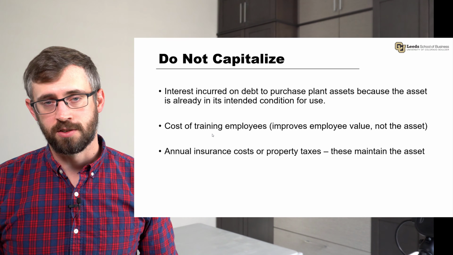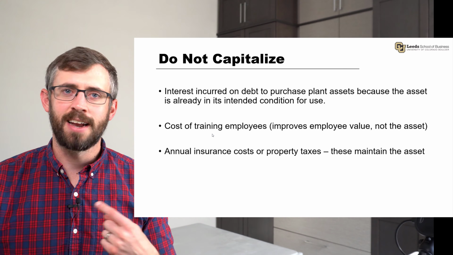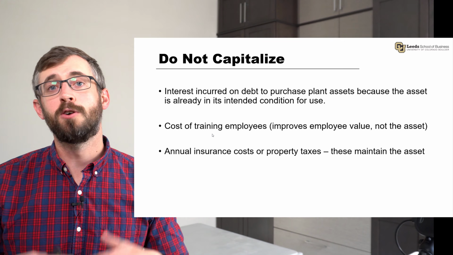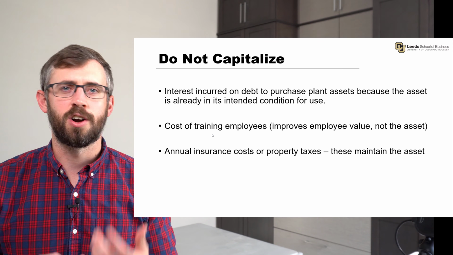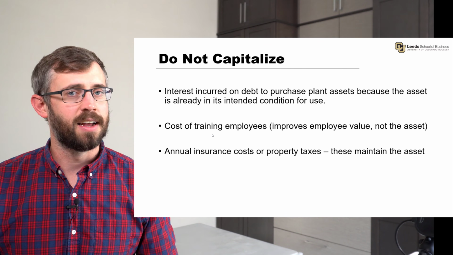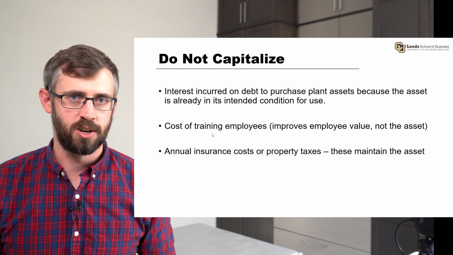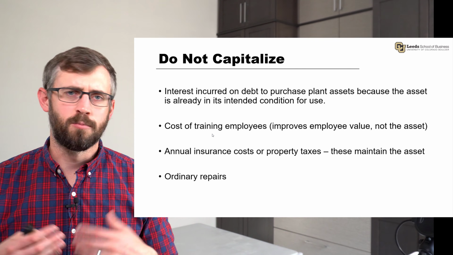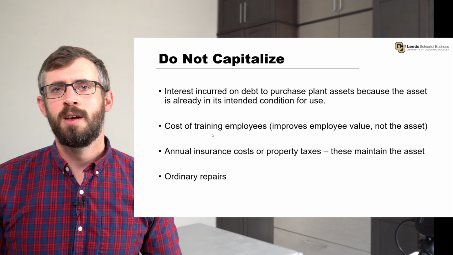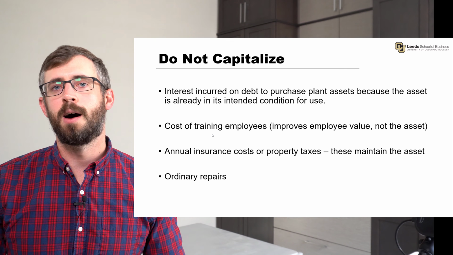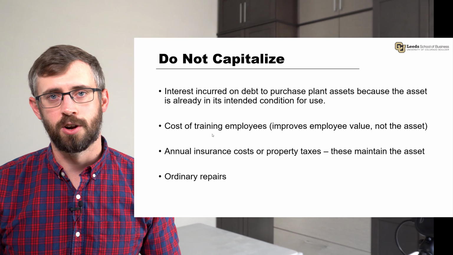Now, annual insurance costs or property taxes. So these are the ongoing costs of owning the building or owning the piece of equipment. Those will not get capitalized because you incur them every year and the asset again is already operating for you. So those will just get expensed as incurred. And finally, we're going to talk about repairs a little bit more in a later class, but ordinary repairs that just keep a piece of equipment functioning. Those will get expensed as incurred as well.